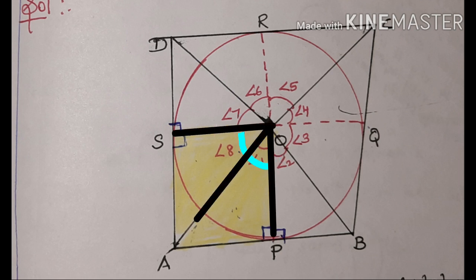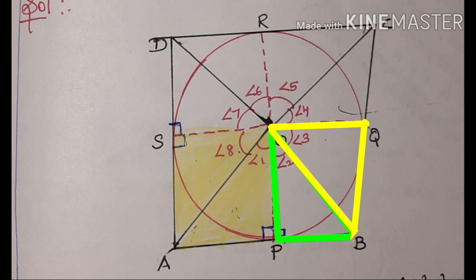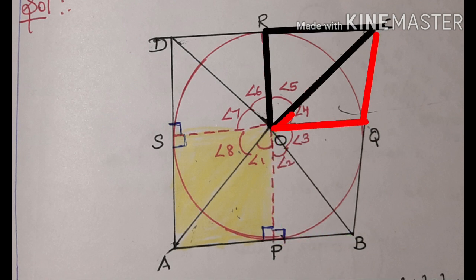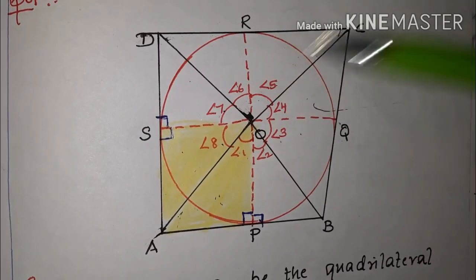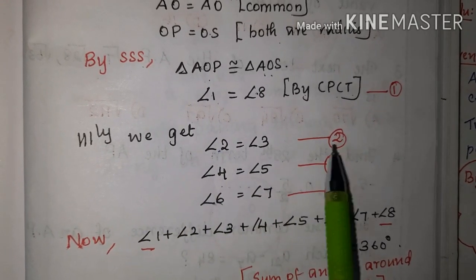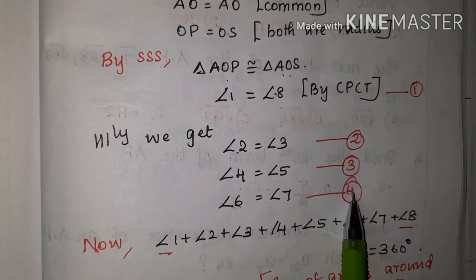Okay children. Similarly, proceeding for the next two triangles, BPO and BQO, both are congruent, and by CPCT angle 2 and angle 3 will be equal. Likewise, these two triangles are congruent and you get angle 4 and 5 equal. Likewise, the next two triangles are congruent and you get angle 6 and 7 equal. So for all the sets we have taken, you can mention it by saying similarly we get, and write all the equal angles and mark them as equations 2, 3 and 4. Up to this, are you clear children? It's a very simple proof.